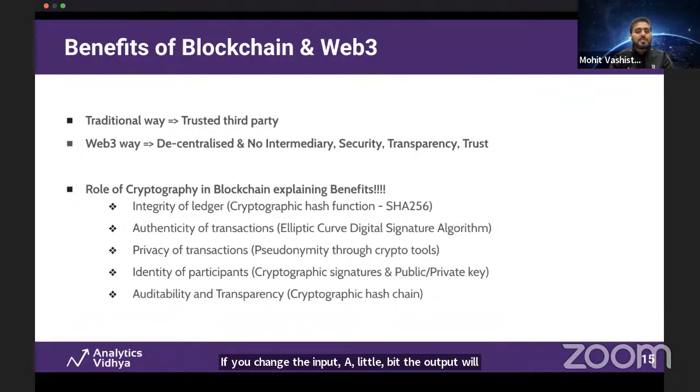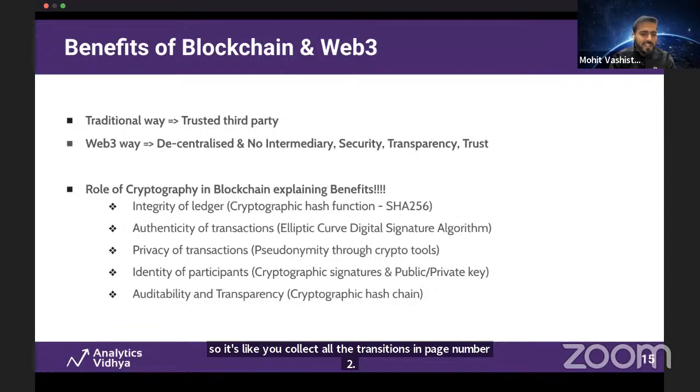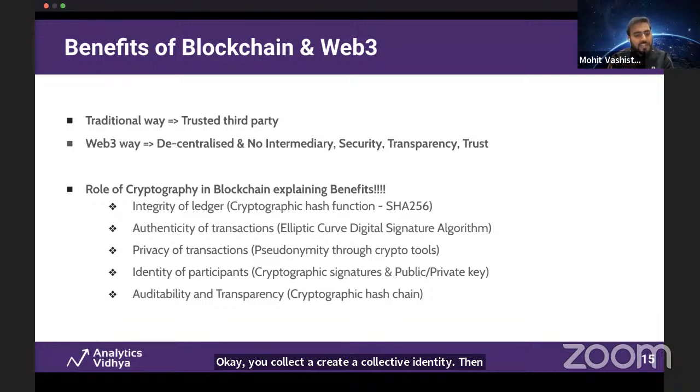Okay, so simply, let's say for example, the block 2 hash is a combination of the block 1 hash and the root hash of all the transactions which are in block 2. So it's like you collect all the transactions in page number 2, you create a collective identity, then you combine that collective identity with the identity of block 1, and then you create the identity of block 2. So if you create a hash of block 3, you will use the identity of block 2, and block 2 has already used the identity of block 1. So every block is connected, right? And if you change anything in the blockchain, it will change drastically.